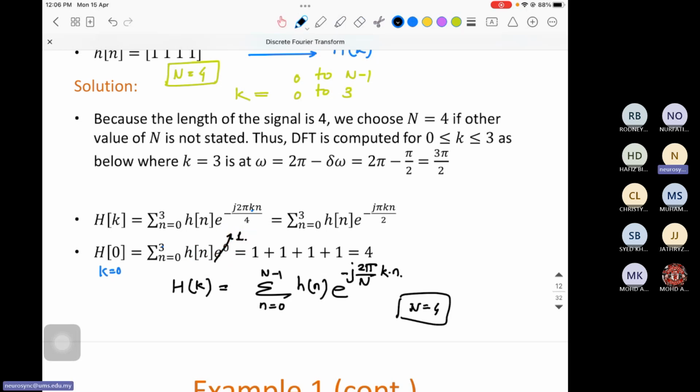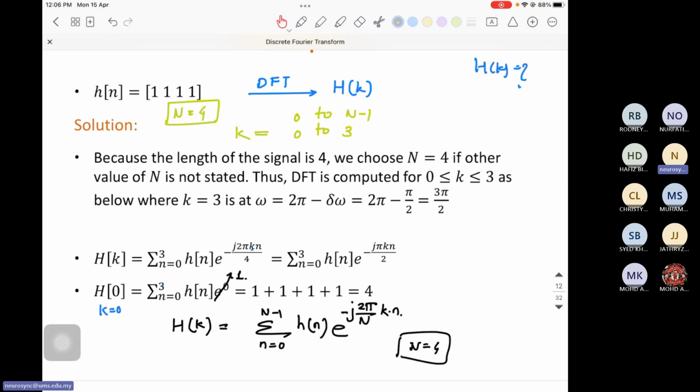Now what is remaining here? Summation of h of n from 0 to 3. So summation of h of n means the addition of all this given sequence. If we add this, what you will get? 1 plus 1 plus 1 plus 1, you will get 4 here. So I will say that H of 0 equal to 4. Now similarly, I can calculate H of 1, H of 2, H of 3, till 3 we can calculate here.